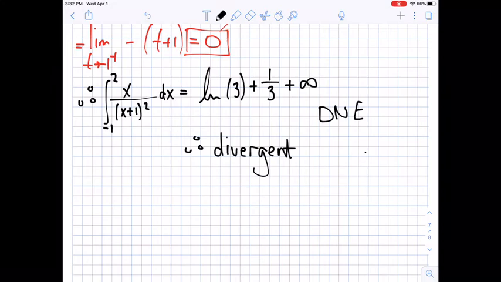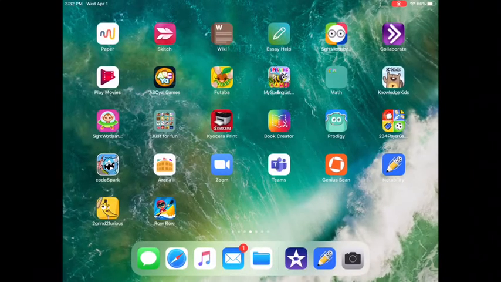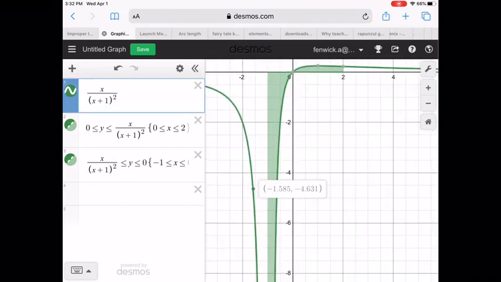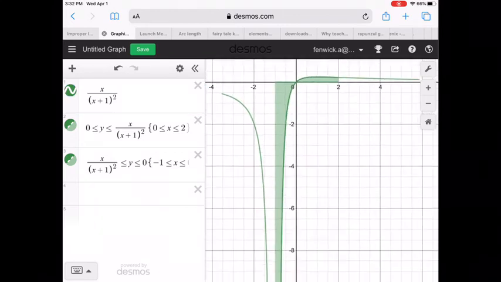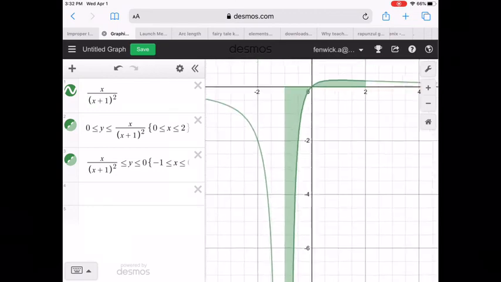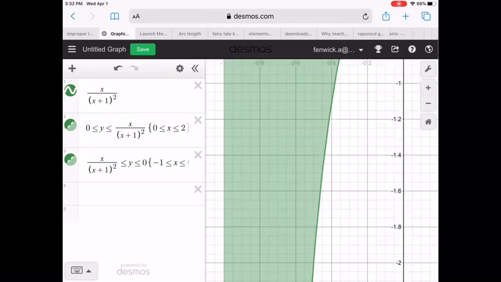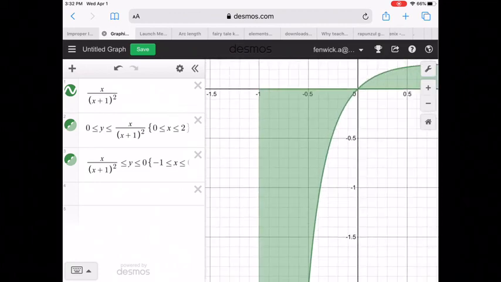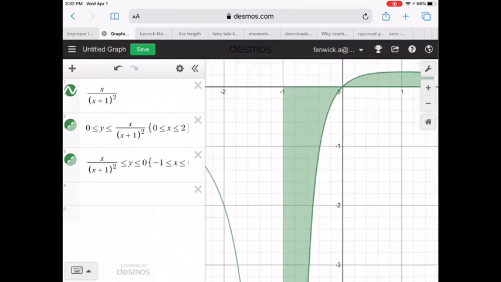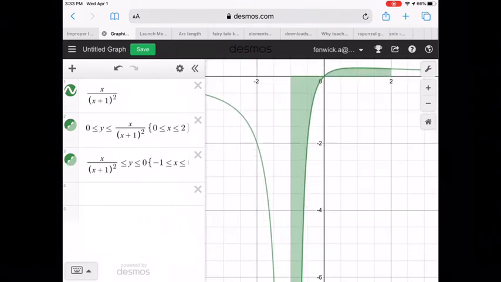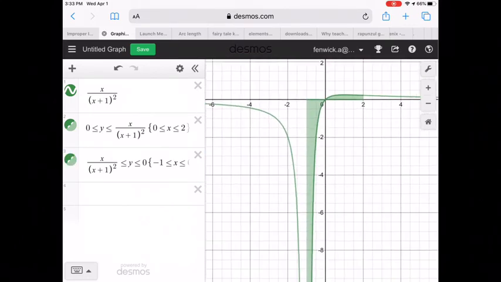So that area between the curve and the x-axis, this area over here on the left, that one is going to be infinite. It's going to be divergent. One thing I do notice here, though, now that we're looking again at the picture, is that this infinite area that we're looking at is entirely below the x-axis. So even if it's infinite, it should actually go to minus infinity as a definite integral, not to positive infinity.